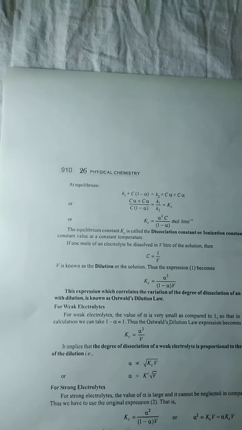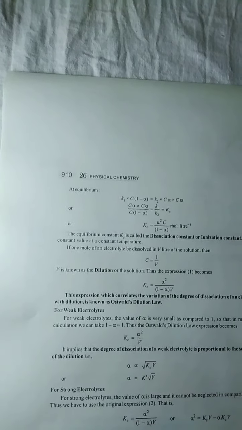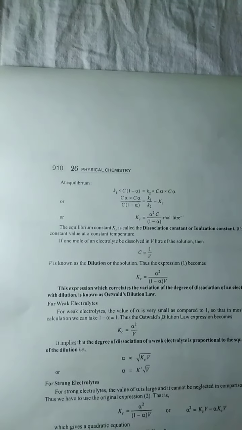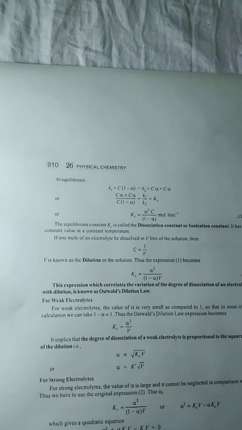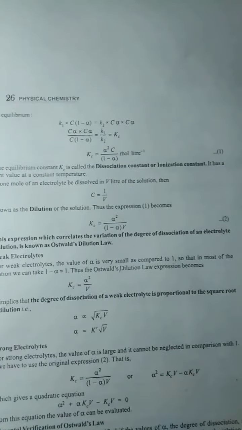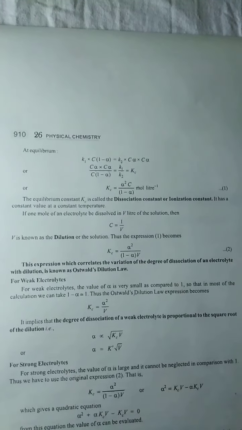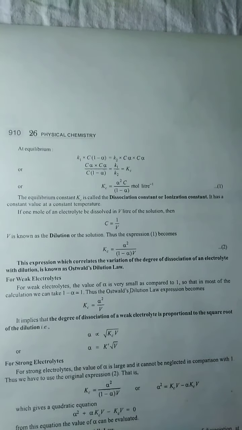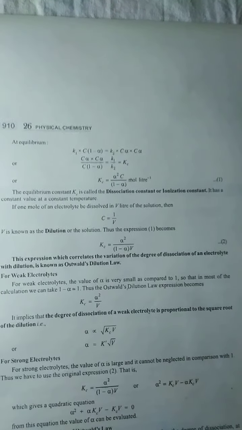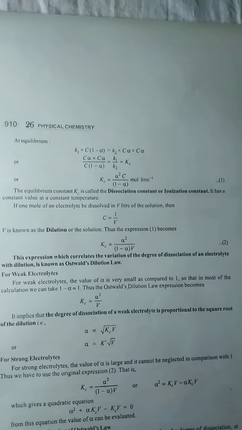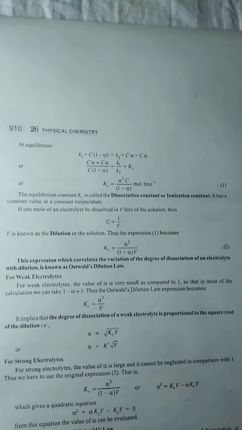For a strong electrolyte, the value of alpha is large and cannot be neglected in comparison with 1. Thus we keep the original expression Kc is equal to alpha square over (1 minus alpha) V, or alpha square is equal to Kc V minus alpha Kc V. So it gives the equation alpha square plus alpha Kc V minus Kc V is equal to 0. From this equation, alpha can be evaluated.